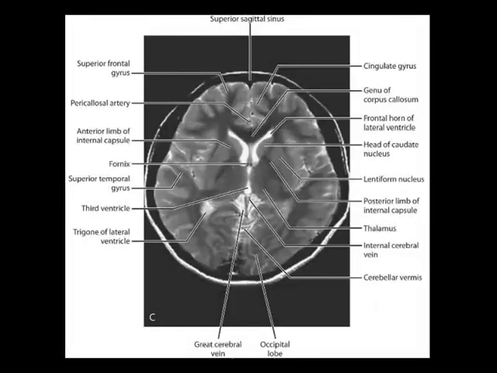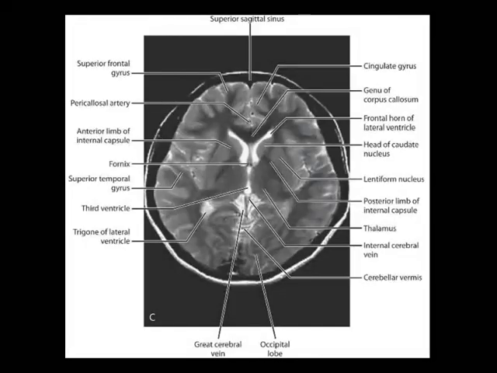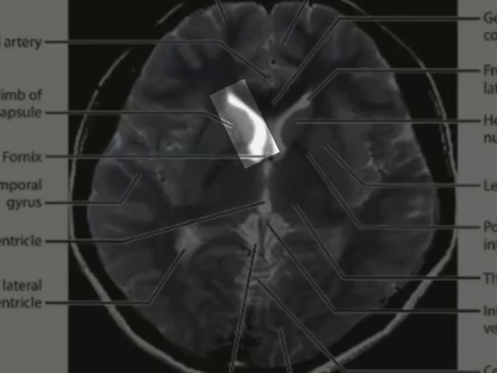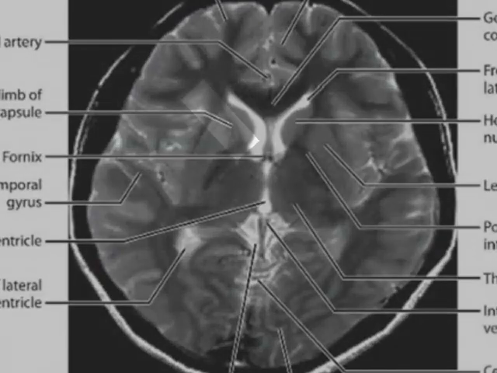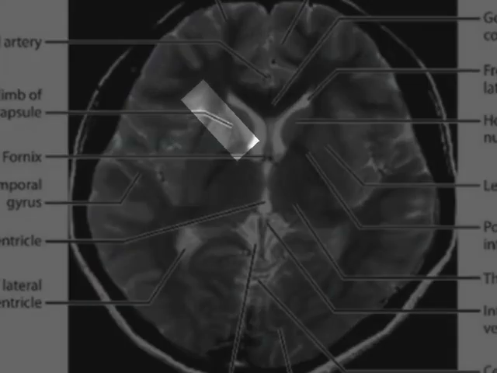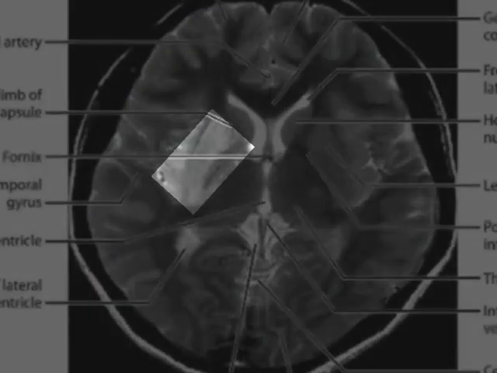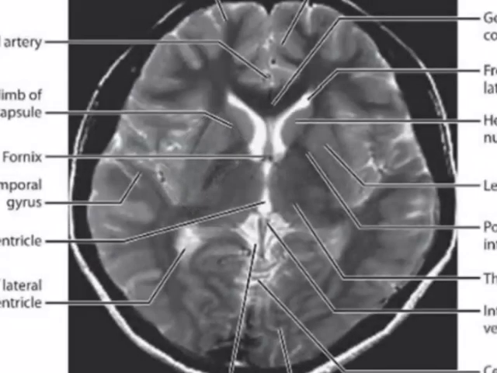This is an axial T2 weighted MR image that demonstrates the basal nuclei as lighter than the surrounding white matter. The head of the caudate is easiest to locate first since it lies adjacent to the anterior or frontal horn of the lateral ventricle. The internal capsule is the thin band of white matter that separates the caudate nucleus from the lentiform nucleus. The lentiform nucleus is lateral to the internal capsule and is the larger, lighter structure in that region.